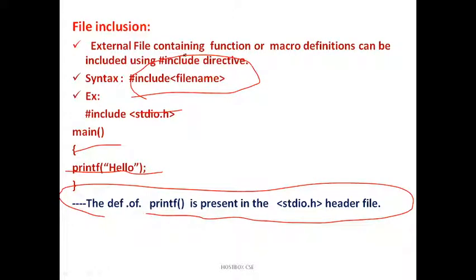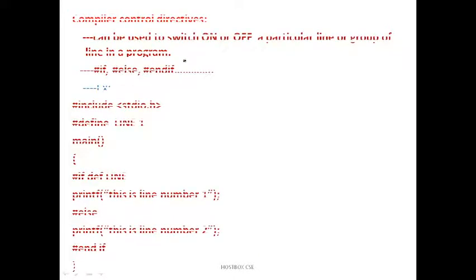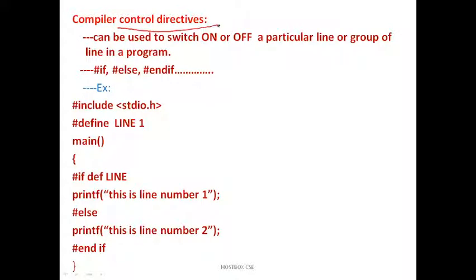Let's go for another type, that is compiler control directives. It is one of the special features provided by C where it can be used to switch on or off a particular line or group of lines in a program. Examples are #if, #else, #endif, which work like true or false.